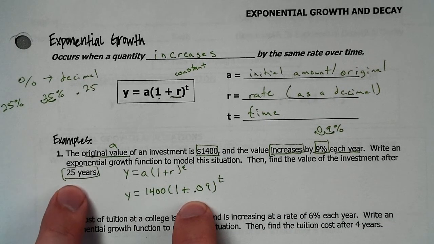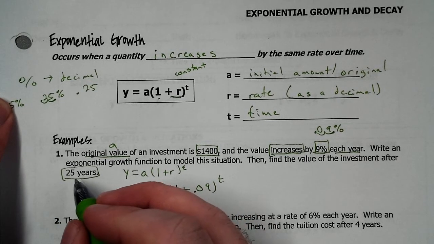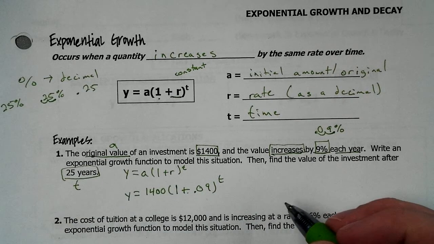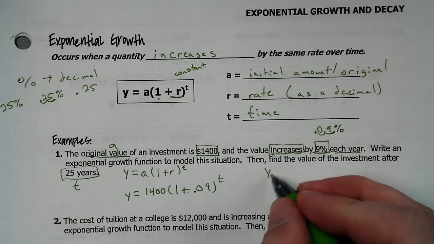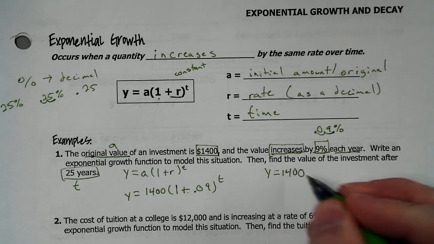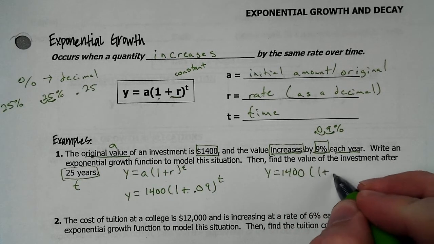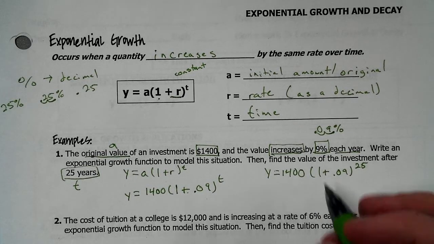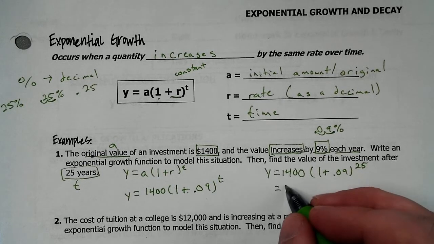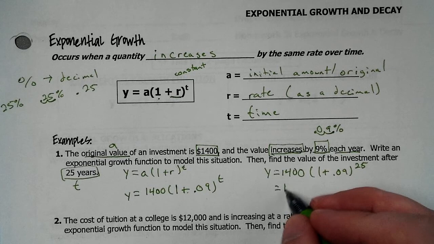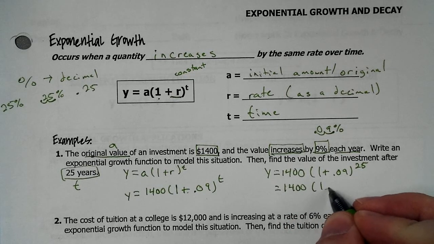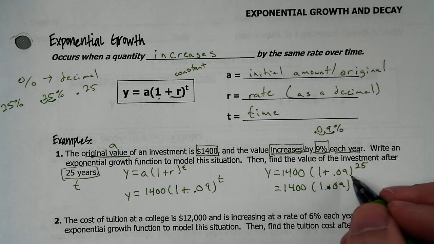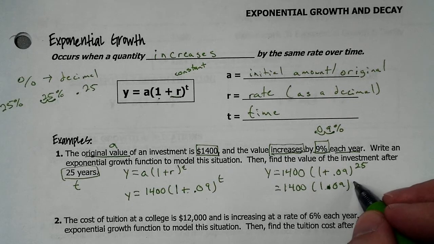Now it says find the value of the investment after 25 years. So it tells us to take 25 and put that in as our time. So let's rewrite this as y equals 1,400 times 1 plus 0.09 and raise it to the 25th. And now we just start solving this with order of operations. We do parentheses first, so 1,400 times 1.09 because 1 plus 0.09 is just 1.09, and it's still raised to the 25th.